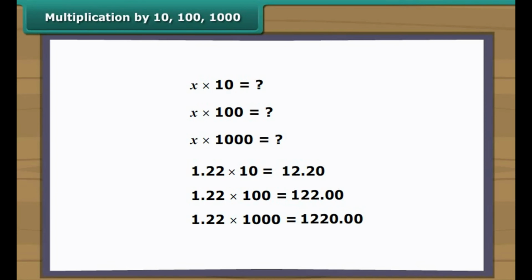We observe that when a decimal number is multiplied by 10, the decimal point shifts to the right by 1 place, however the digits remain the same as in the decimal number. Similarly, if a decimal number is multiplied by 100 and 1000, the decimal point shifts to the right by 2 and 3 places respectively.